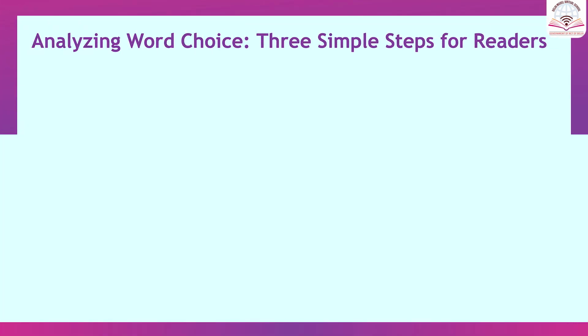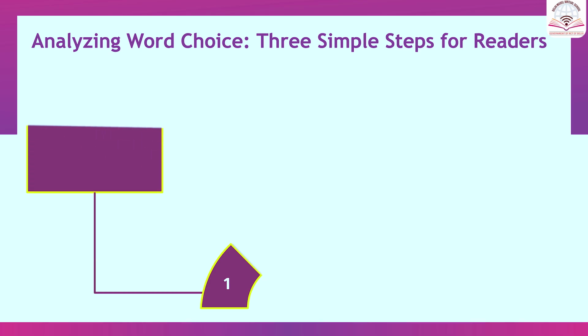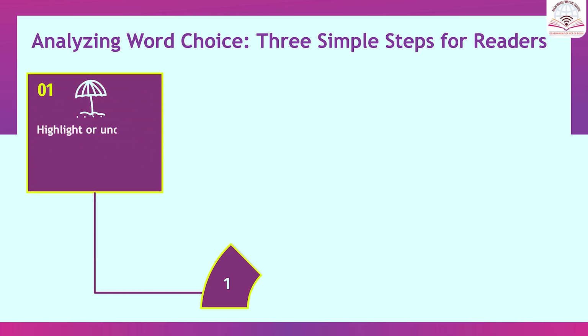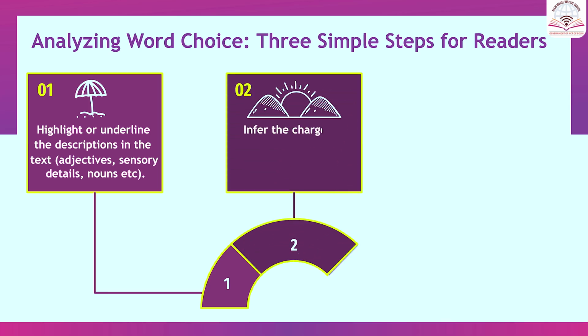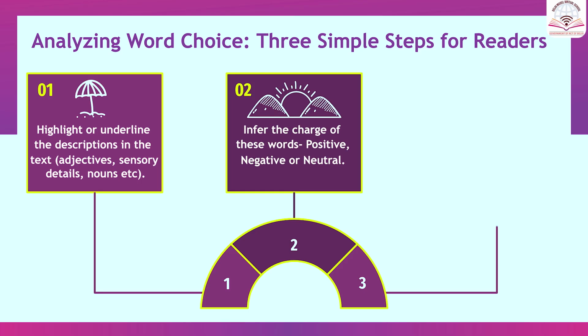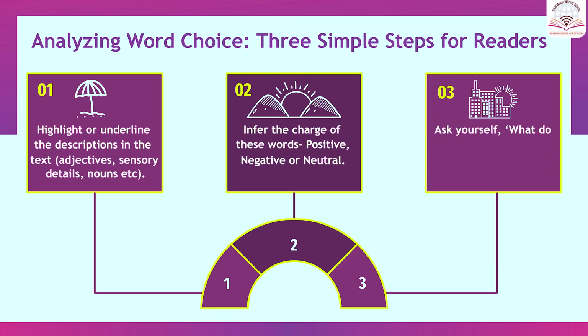Now let's see the 3 simple steps that we need to follow to analyze word choice. The first step is to highlight or underline the descriptions in the text. That descriptions could be in adjectives, sensory details or nouns. The next step is infer the charge of these words, positive, negative or neutral. And the third step is ask yourself, what do these words reveal about the text?